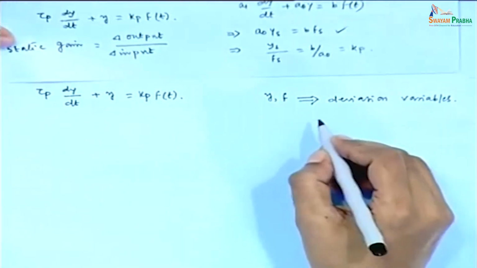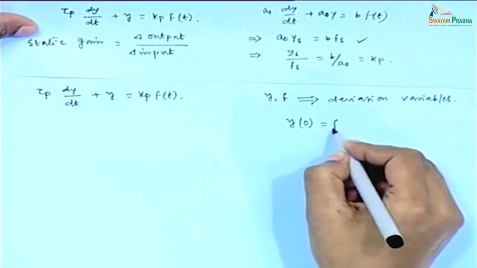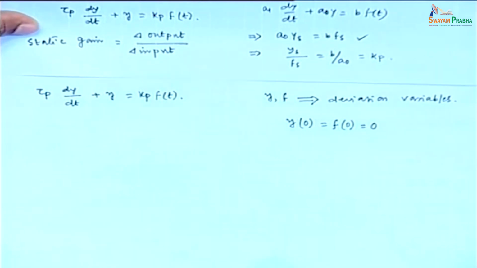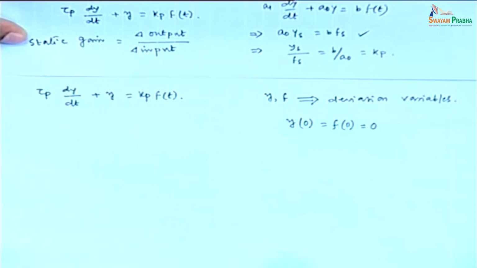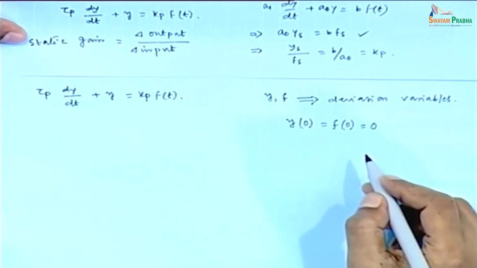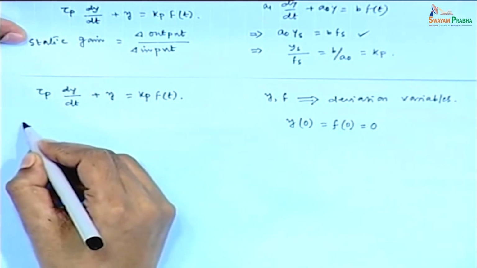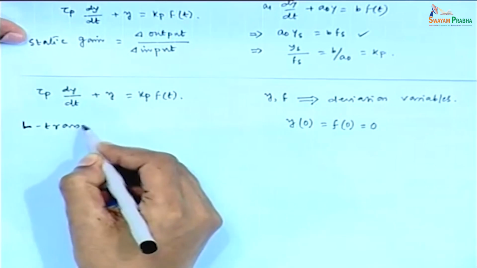That means y0 equal to f0 equal to 0. Can we write this? If y and f both are deviation variables, then we can write y0 and f0 both are 0. Now, we will take the Laplace transform of this.